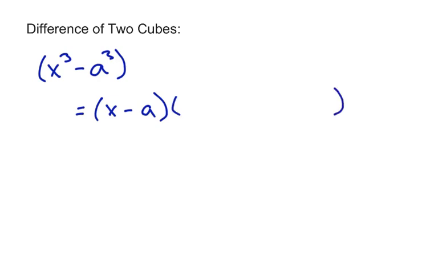Now, the second factor is going to be a longer factor. It's going to have three different terms to it. The first term is going to be x squared, so the first thing squared. The next term is the product of these two, ax. And the last thing is the last thing squared, a squared. The general rule is that when we're dealing with sum or difference of two cubes, you only get one minus sign, and we've already used it up. So these are both going to be plus.